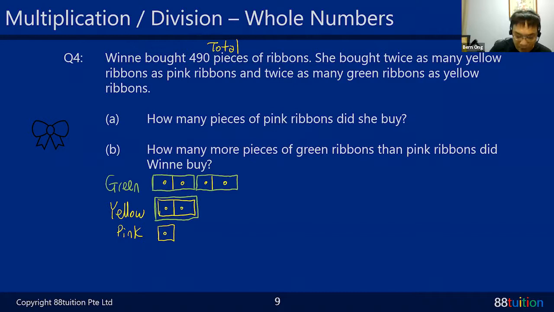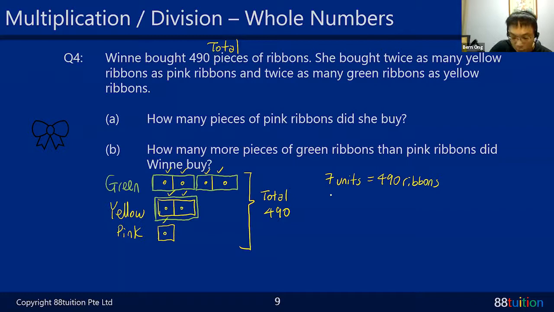All right. So the total is what? The total is 490. So total, you must compare with total. How many? 1, 2, 3, 4, 5, 6, 7. So we can say that 7 units represents what? 490 ribbons. All right, so total you compare with total, count 1 unit. Always look for the 1. How? 490 must divide by 7 to give you 70 ribbons.